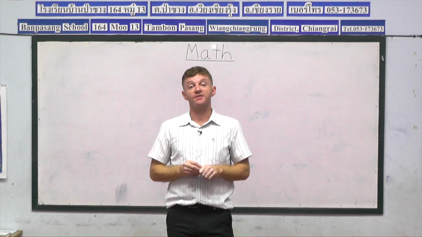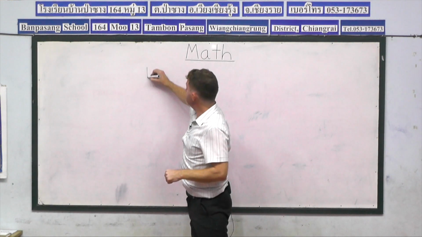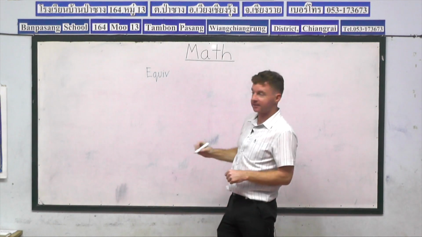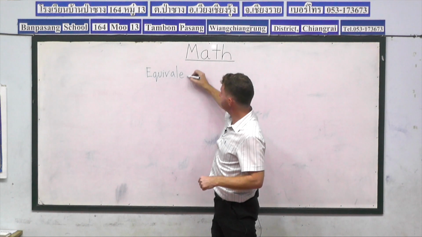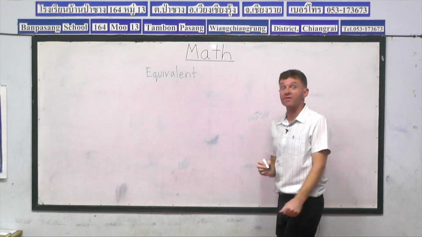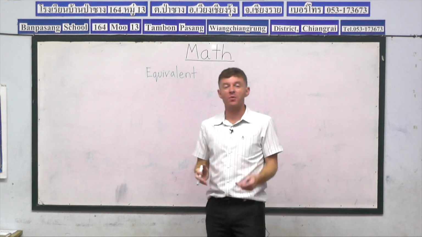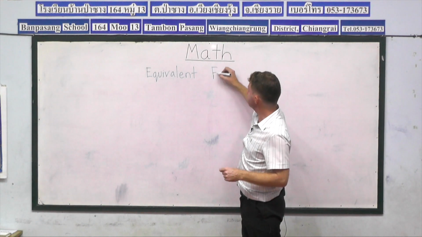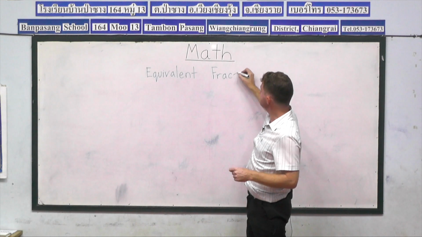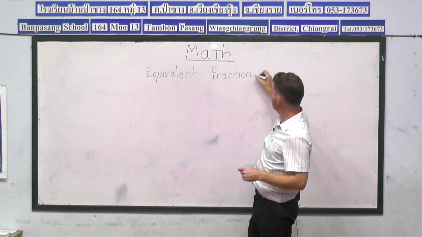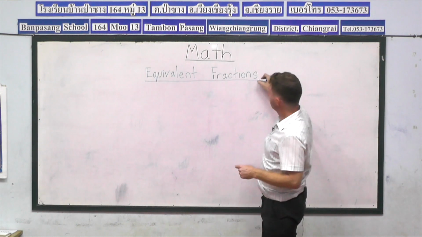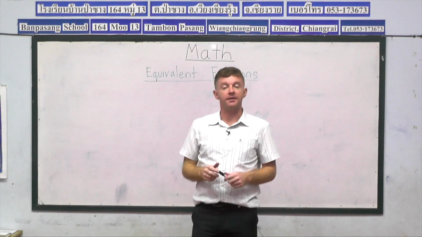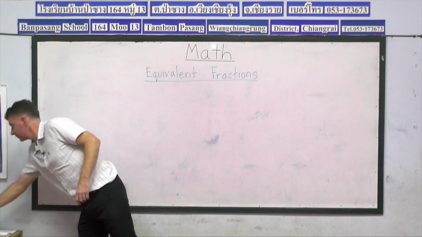Well, first of all, let's do the title. So equivalent. E, Q, U, I, V, A-L-E-N-T, equivalent. So that's quite a fancy word, but just remember, equivalent means same amount. And then fractions, F-R-A-C-T-I-O-N-S. So altogether, guys, equivalent fractions. Okay, and now I need my flashcards, which are here.